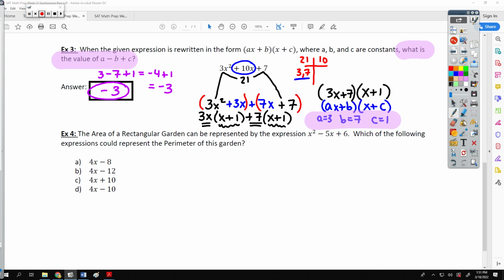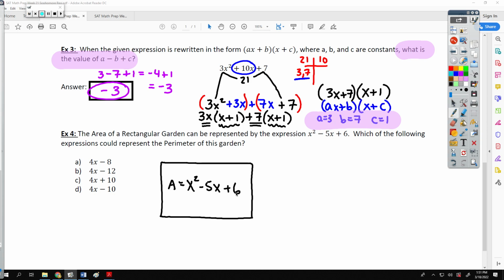Okay, the final question is more of an application question. It says the area of a rectangular garden, so we'll draw ourselves a rectangle. The area of a rectangular garden can be expressed as a trinomial x squared minus 5x plus 6. Which of the following expressions could represent the perimeter of the garden? Well, we need to remember that area of a rectangle is length times width.